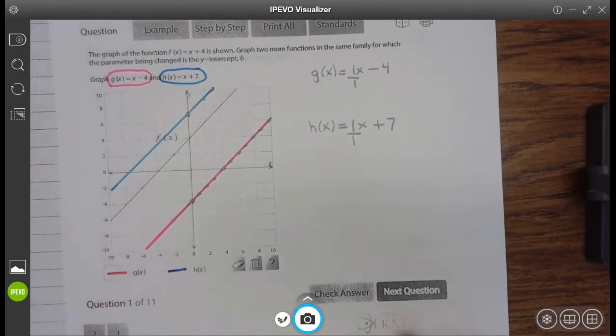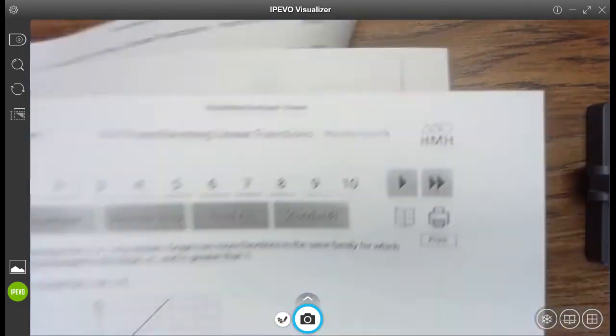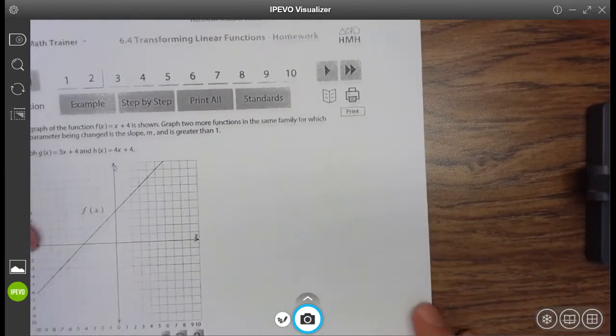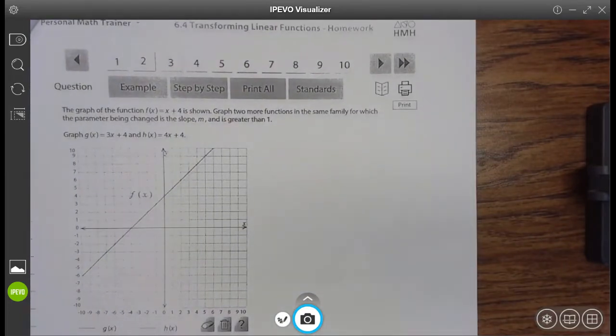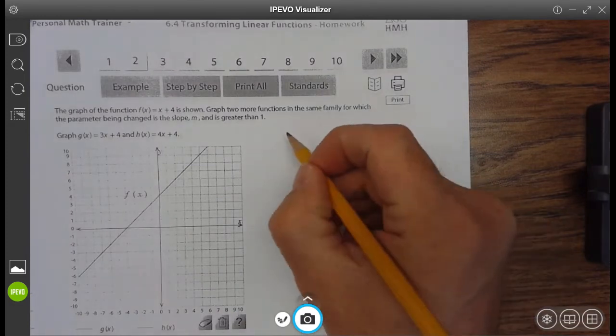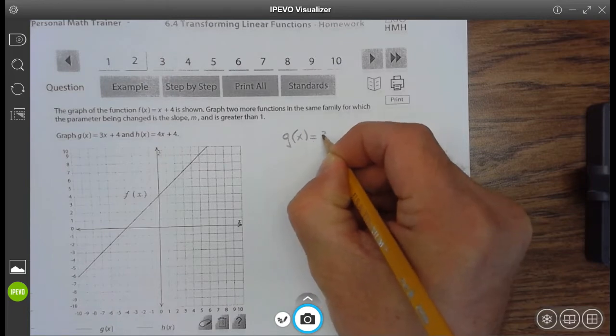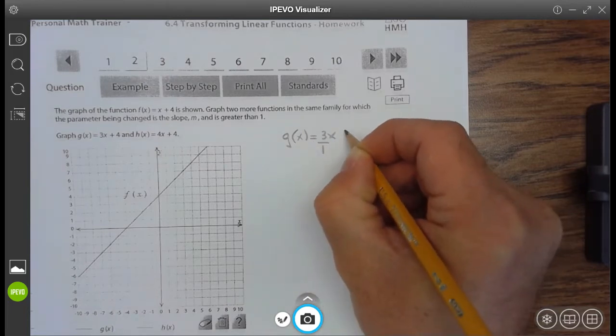All right, go ahead and finish up example 1. And let's take a look at example 2. The graph of the function f of x equals x plus 4 is shown. Graph two more functions in the same family for which the parameter being changed is the slope m is greater than 1. So we have g of x equals 3x plus 4.